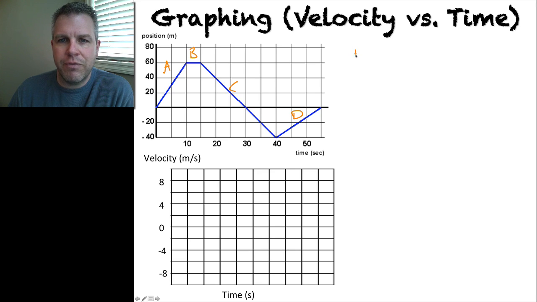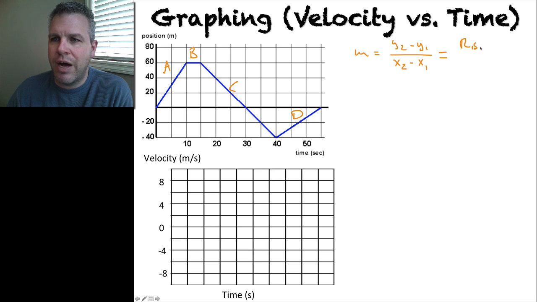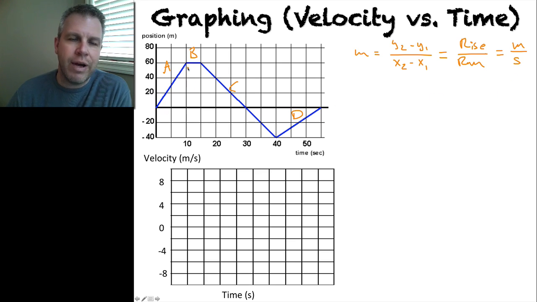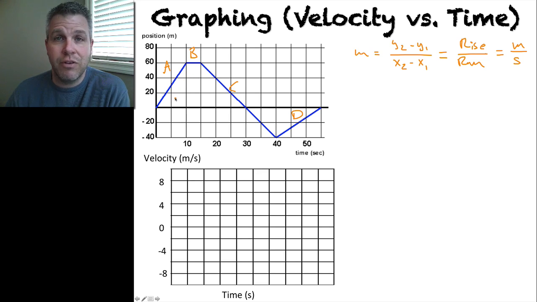So again, our formula for slope is m is equal to y2 minus y1 over x2 minus x1, or in your math classes you might say that's rise over run. Okay, so it's a change in displacement over a change in time, and the units for that on this graph are meters per second. And if it moves up to the right, that's going to be a positive slope, a positive velocity. If it moves down to the right, that's going to give us a negative velocity.